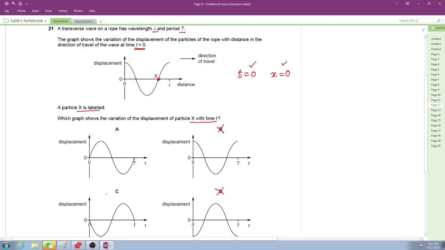Now we need to think about A and C. Another thing that's important for waves: whenever the wave is going down, the motion of the particle is up.